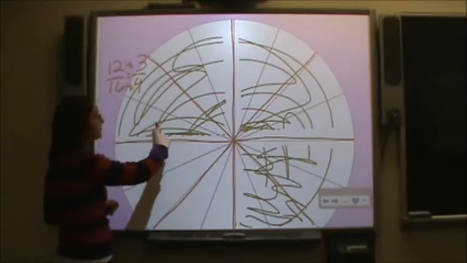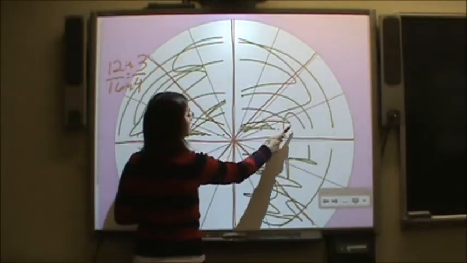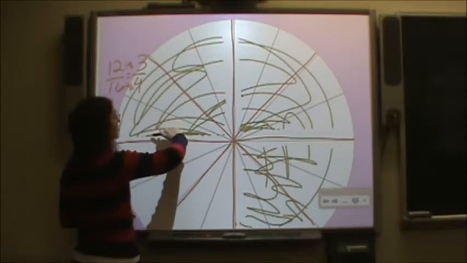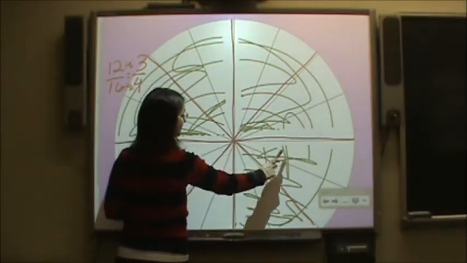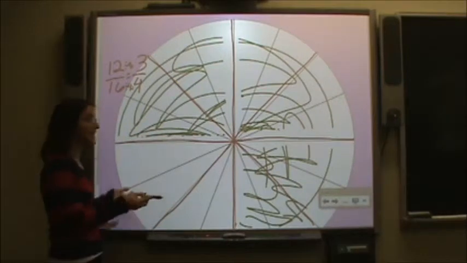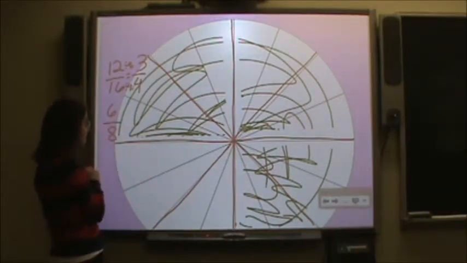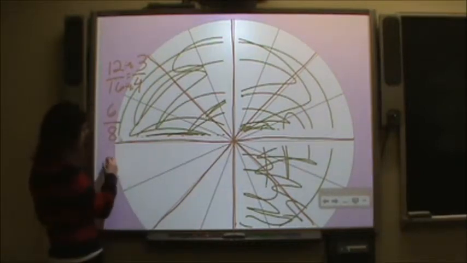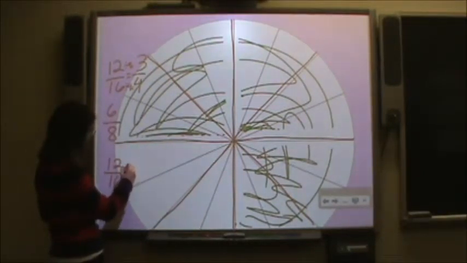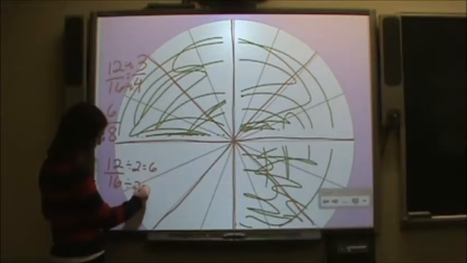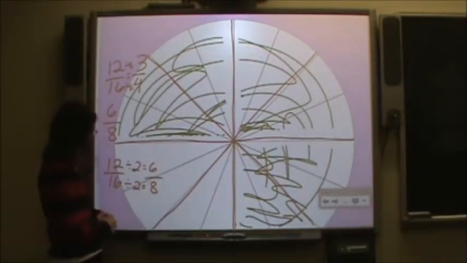So how many are shaded? 1, 2, 3, 4, 5, 6, 7, 8, 9, 10, 12 are shaded. And then of the larger pieces, we have 1, 2, 3, 4, 5, 6. So 6 out of 8, 6 eighths is another equivalent fraction. So 12 sixteenths is equivalent to 6 eighths. And we can divide that: 12 divided by 2 equals 6, and 16 divided by 2 equals 8, 6 eighths.